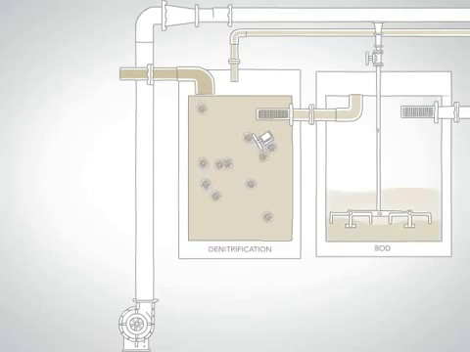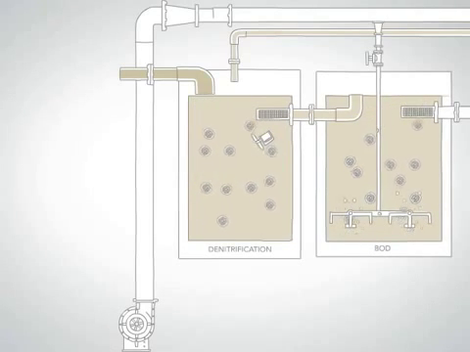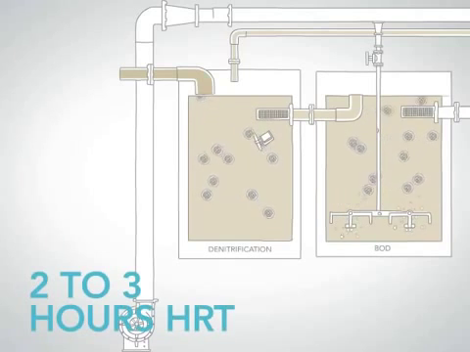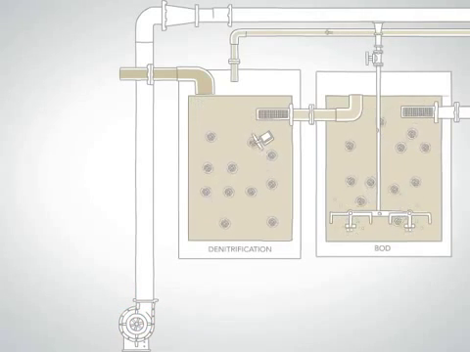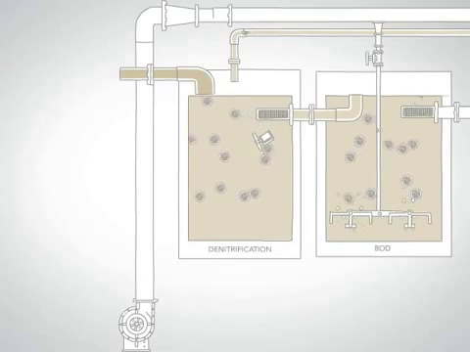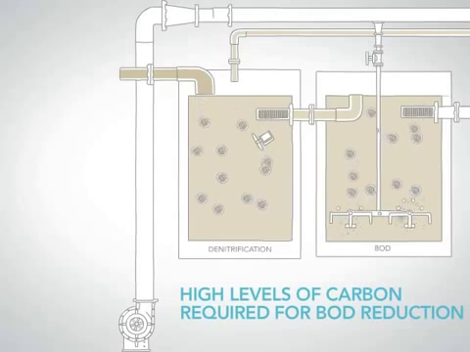The next reactor is for BOD and/or COD reduction and requires approximately 2 to 3 hours HRT. The high level of carbon food source in the influent stream maintains a rich concentration of heterotrophic bacteria living on the biofilm, which is required for BOD reduction.